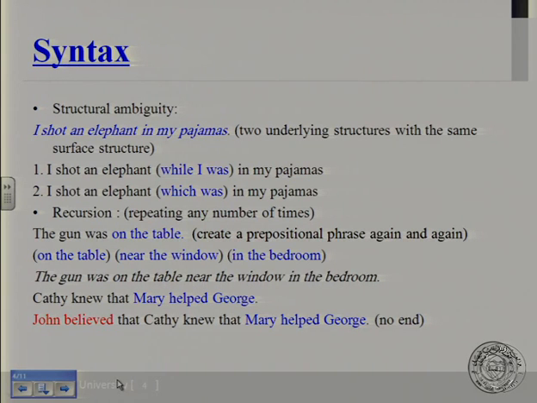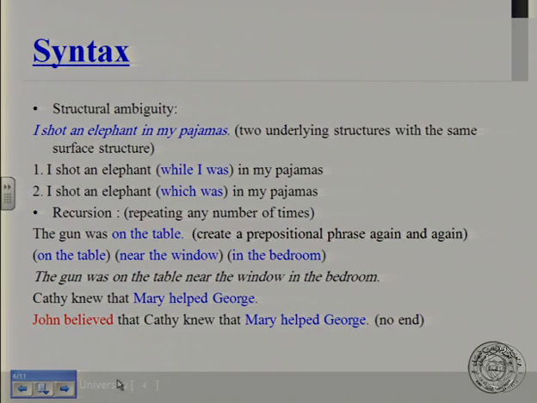Now these three prepositional phrases are repeated. The gun was on the table, the first prepositional phrase, the second one near the window, and the third one in the bedroom. This repetition is called recursion.